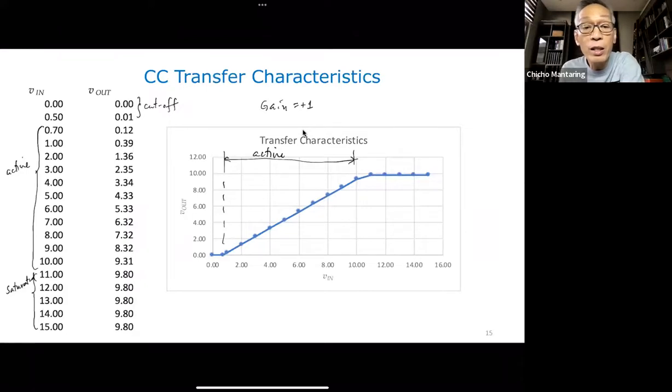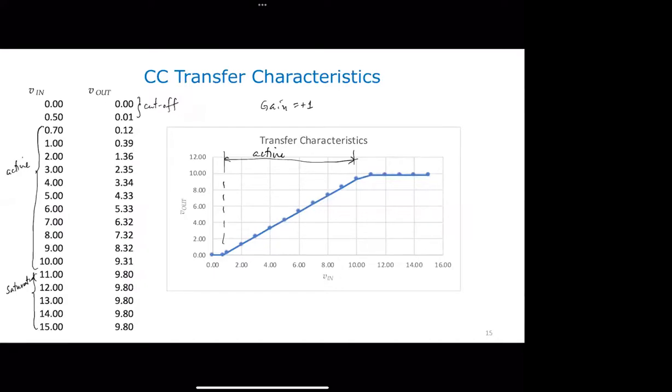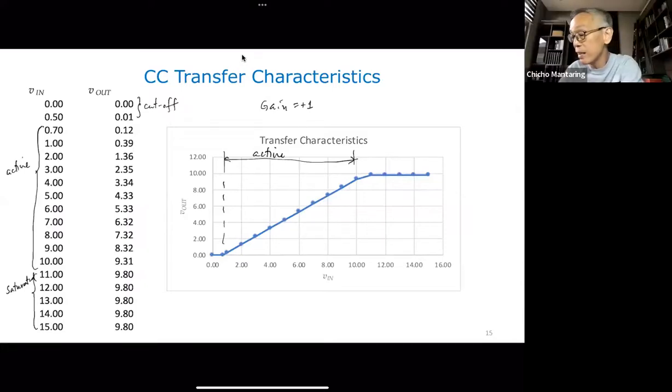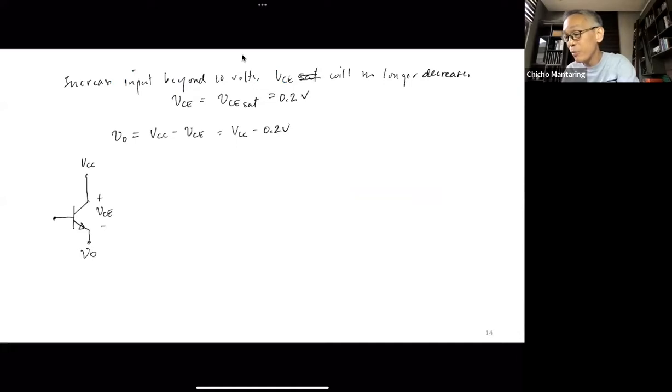There's a question. Jamie, can you repeat the question so everybody can hear? Sorry. Why does the value of V out saturate at 9.8 volts? Okay. Sige, we'll do that again, ano? Okay.